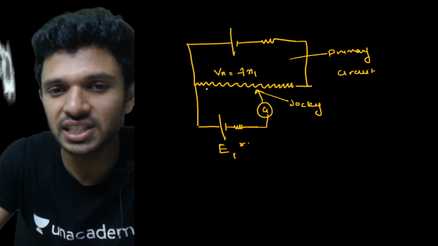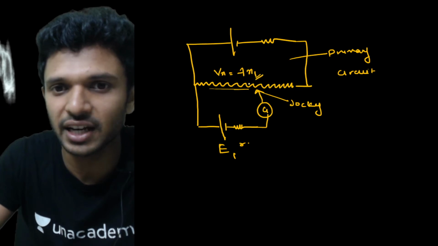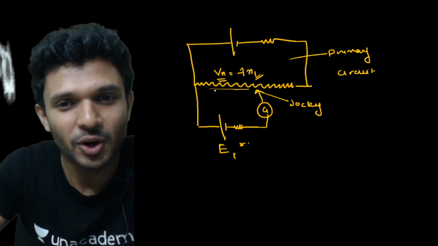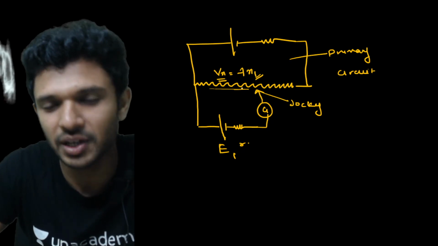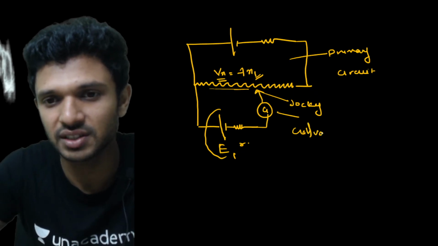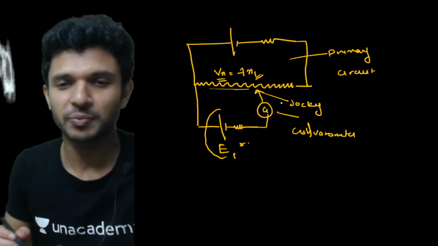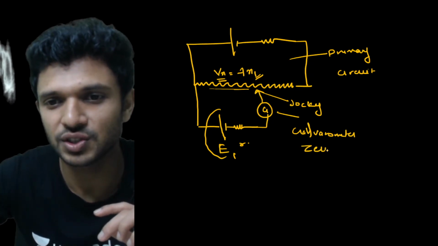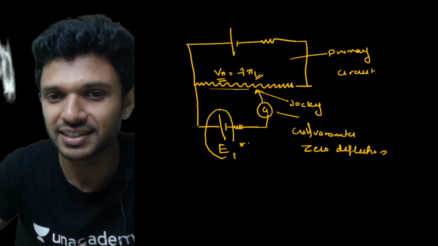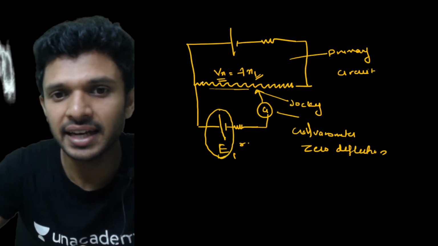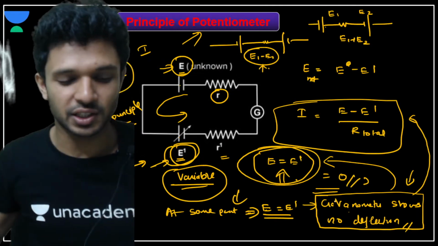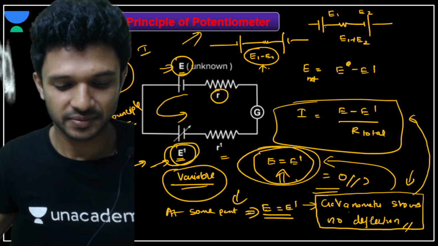What happens if I keep on changing the length of this part of the wire? The X value changes and the voltage dropped across that wire keeps on changing. If you keep on moving the jockey, at a particular point the galvanometer shows zero deflection. And when the galvanometer shows zero deflection, the EMF here and the voltage drop across this particular wire will be equal, which is the very first concept.